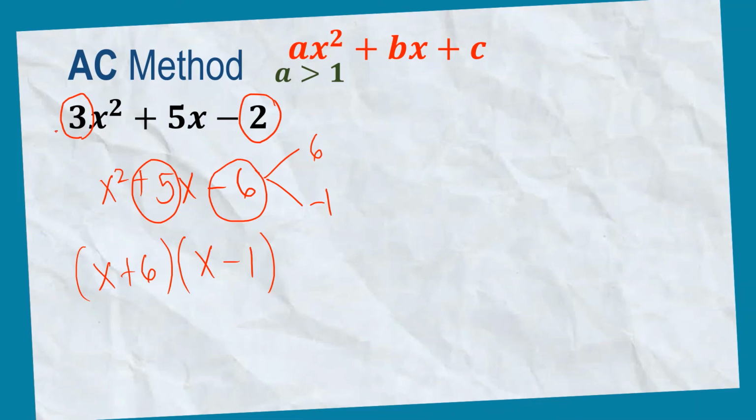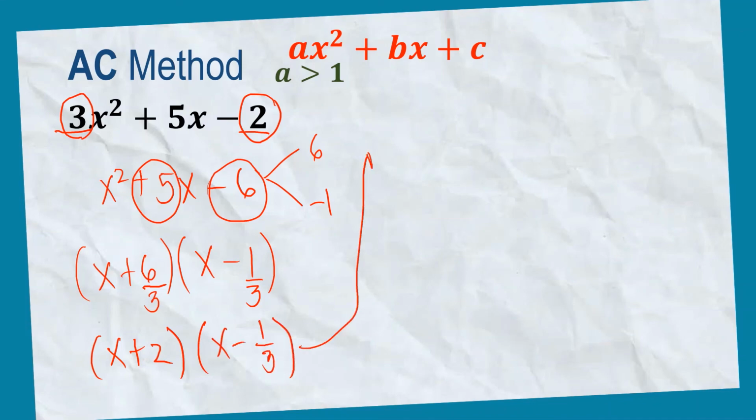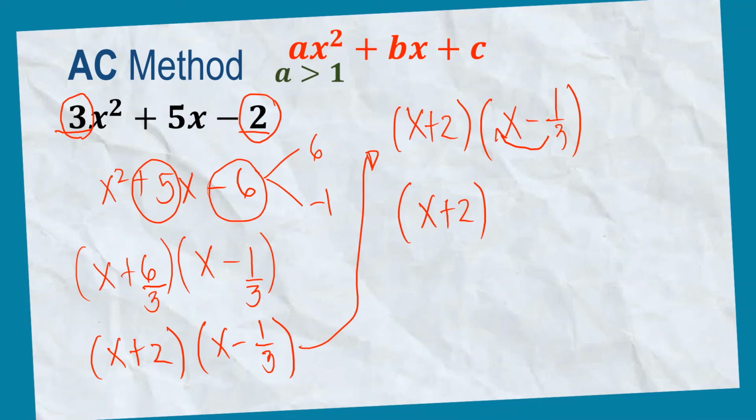Kanina ay minultiply natin si 3 kay c kaya nakuha natin si 6. Ngayon ay i-divide naman natin ang mga factors ni 6 kay 3. We have over 3 and we have over 3. I-simplify po natin. We have x plus 2 and x minus 1/3. Tuloy po natin dito sa kabila. We have x plus 2. At ang gagawin po natin kay x minus 1/3, again, slide po natin si 3 sa unahan ni x. So, ang magiging final answer po natin ay x plus 2 times the binomial 3x minus 1.